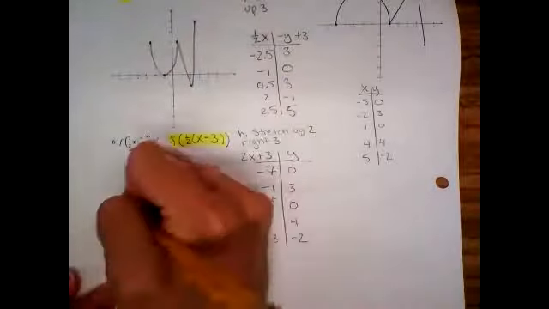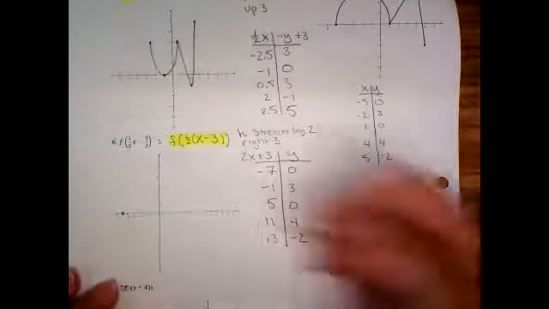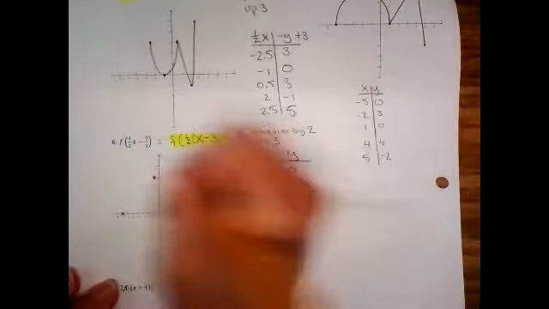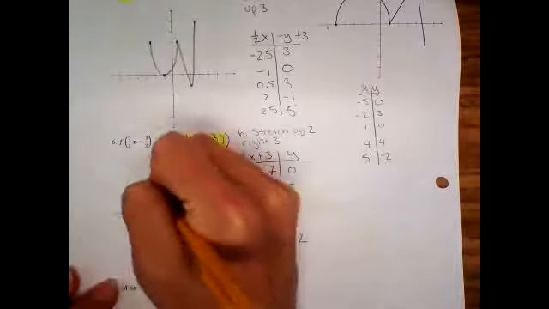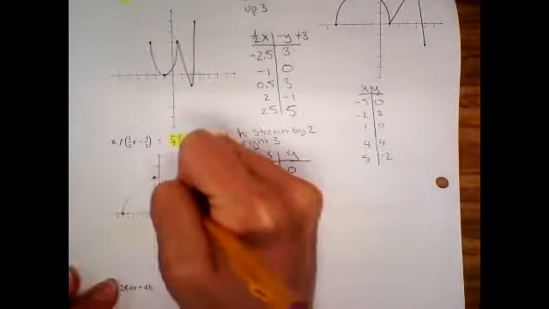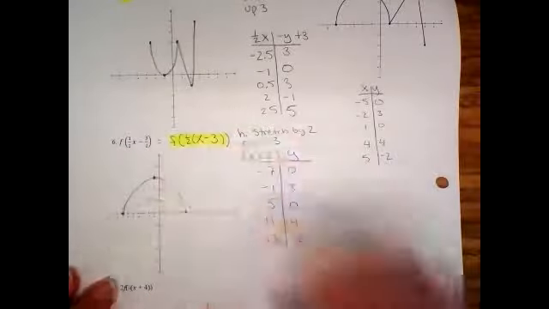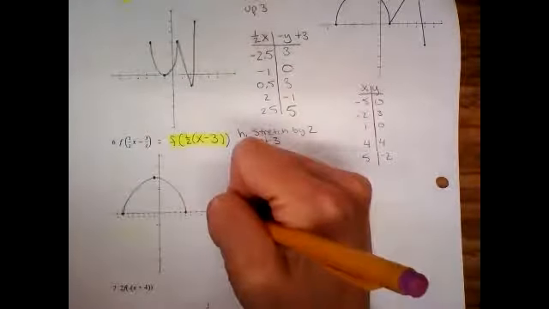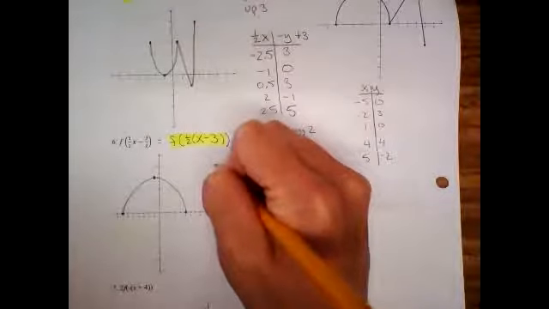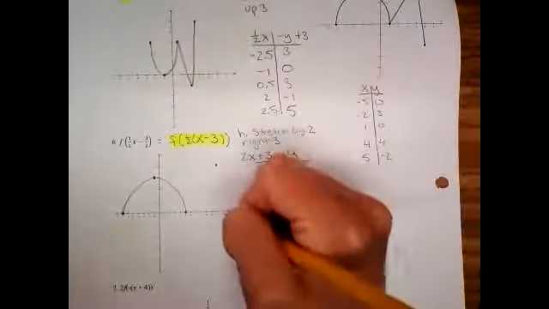All right, -7, 0, -1, 3, 5, 0. That's your semicircle. I'm not grading your art skills, just make an attempt. And then 11, 4, and 13, -2.